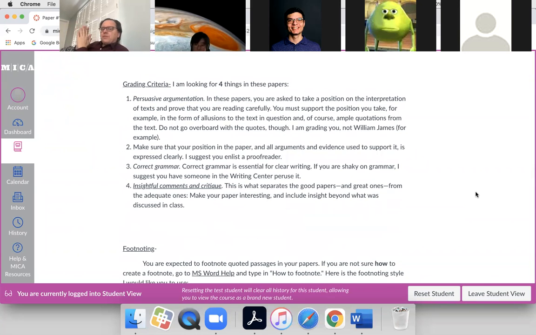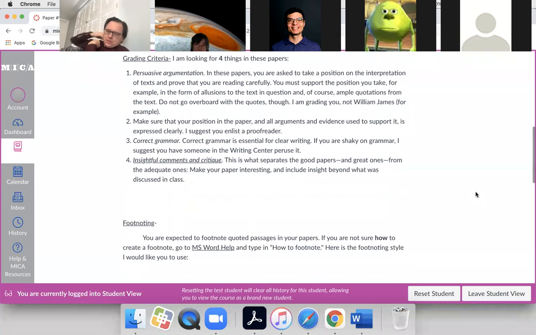Grading criteria: I'm looking for 4 things in these papers. Persuasive argumentation. These first papers, you are asked to take a stand on interpretation of one of the texts we've read, which means it is an argumentative essay. You need to make your case for the interpretation and support yourself with references to the text and the like. Quotes are good, but don't go overboard, okay?